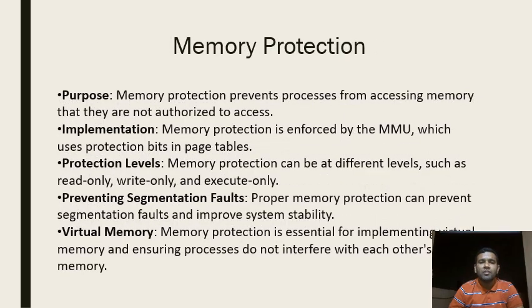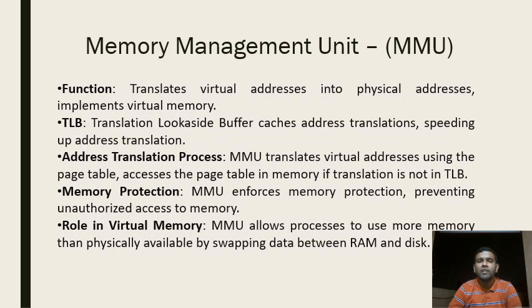Memory protection. The purpose is that memory protection prevents processes from accessing memory that they are not authorized to access. Preventing segmentation fault: proper memory protection can prevent segmentation faults and improve system stability. This is about memory protection. Next one is the Memory Management Unit, or MMU, which we saw a couple of slides before.